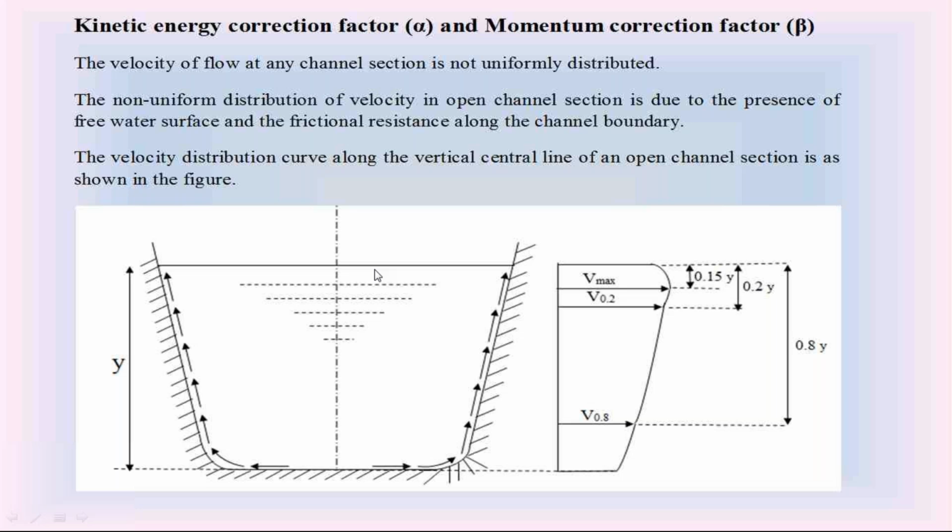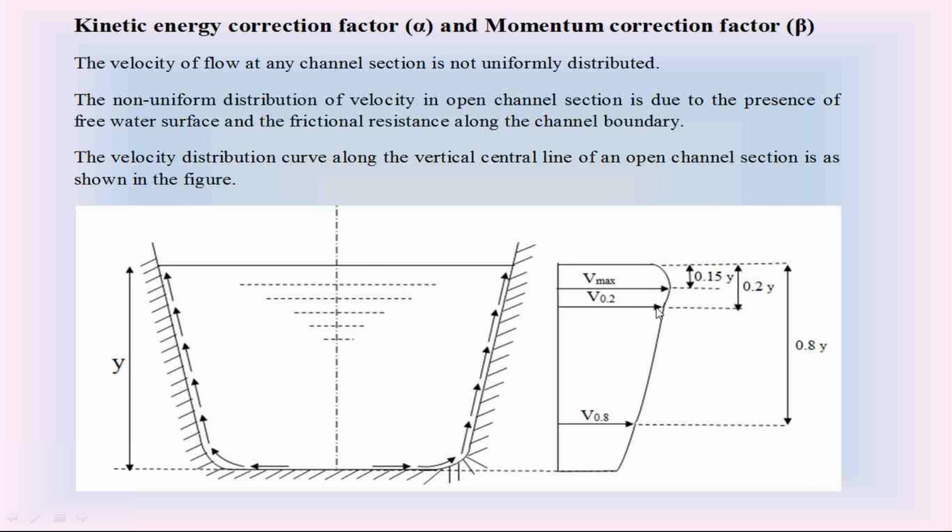In order to find out the kinetic energy of moving water in an open channel, we measure the velocity of this moving water in the open channel at two different depths. We measure first by using either the pitot tube or current meter. We measure the velocity of moving water in the open channel at two different depths from the top.